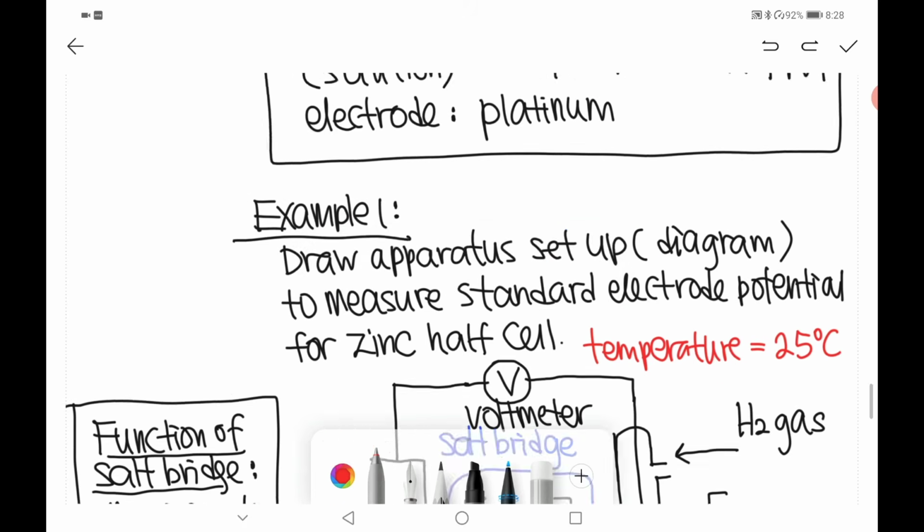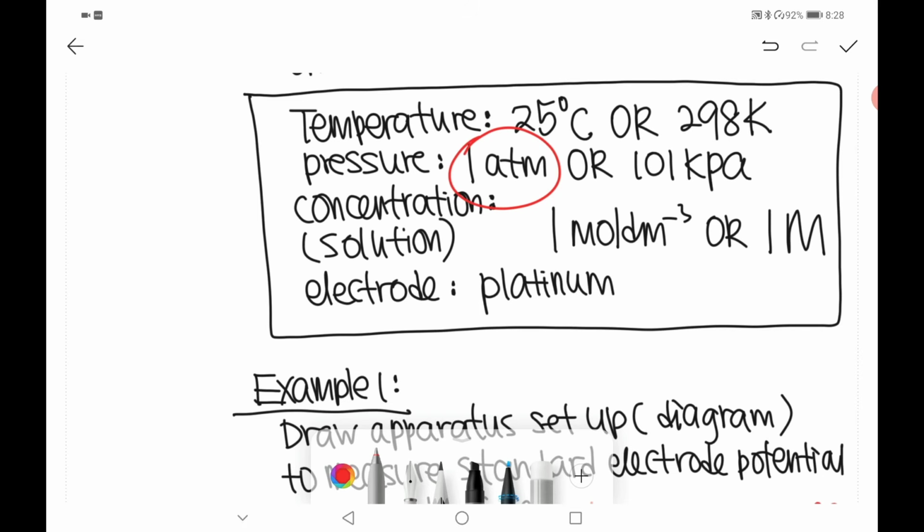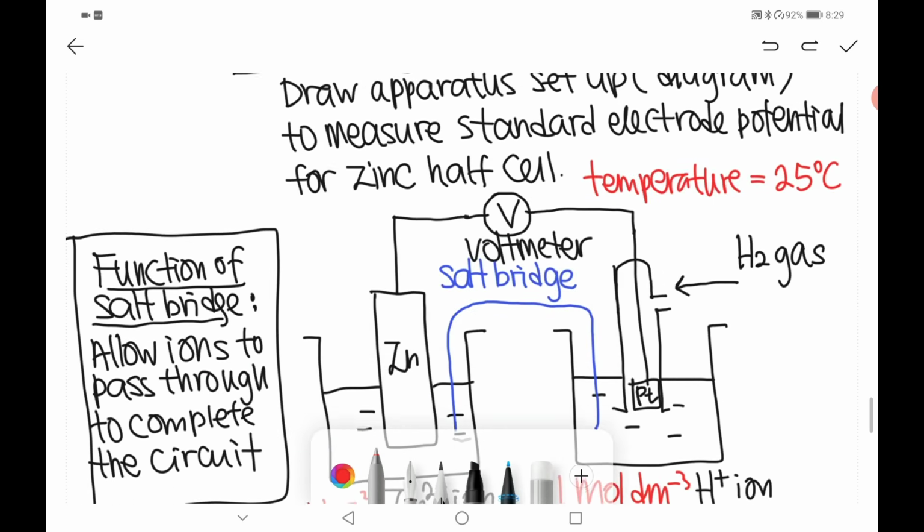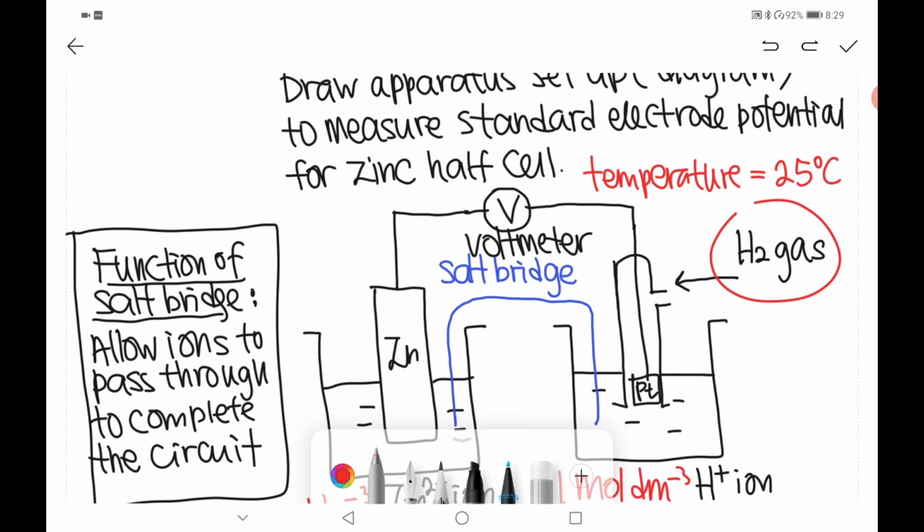So standard pressure is 1 atm, or we call it 101 kilopascal. But I prefer you all to use atm. If possible, use degree Celsius and use atm. We seldom use Kelvin or kilopascal for chemistry; Kelvin and kilopascal are more in physics. So here, because we have gas, we must have pressure 1 atm. So that's it. Now we have all the standard conditions already.